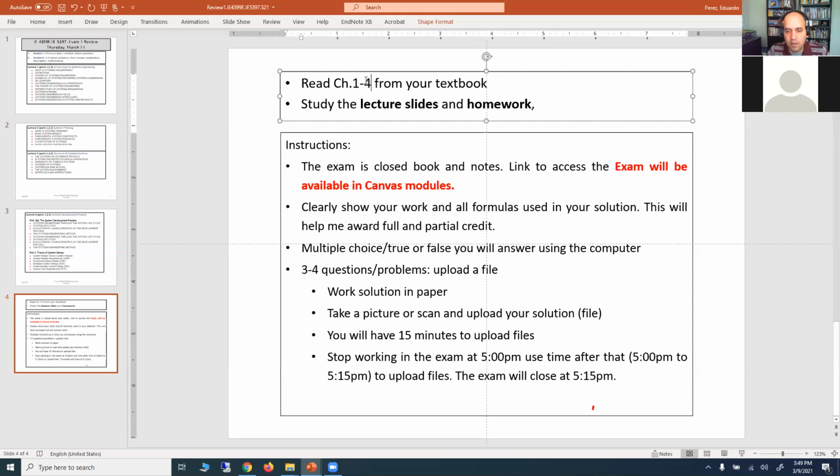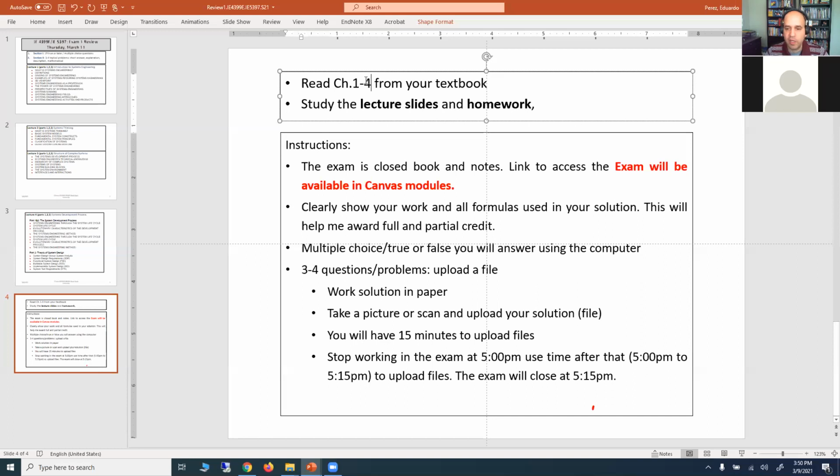Clearly, you show your work and all formulas used in your solution. In this case, no formulas will be needed for the second exam. Towards the end of the semester, you will have more formulas, but for now, you don't need to worry about formulas. But make sure that you show the whole thing.